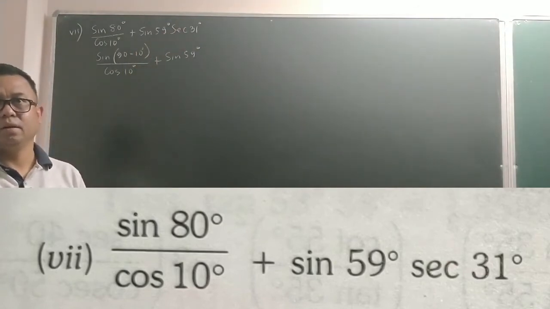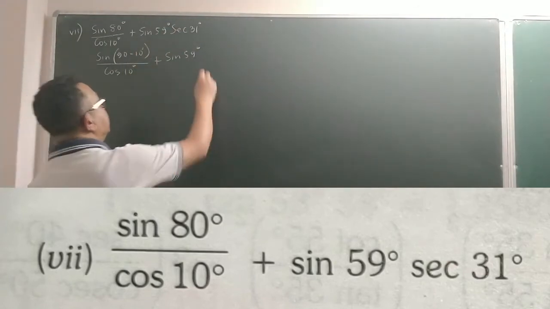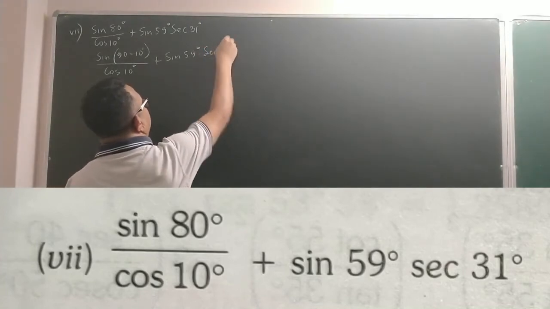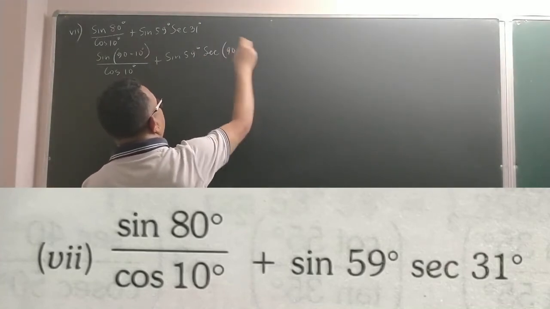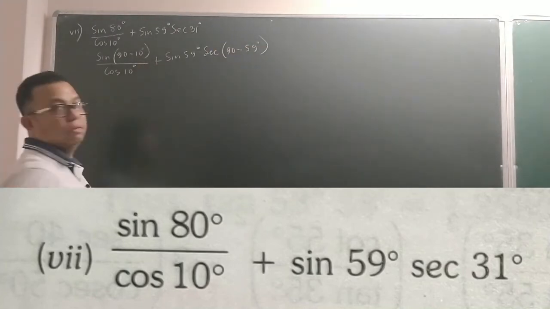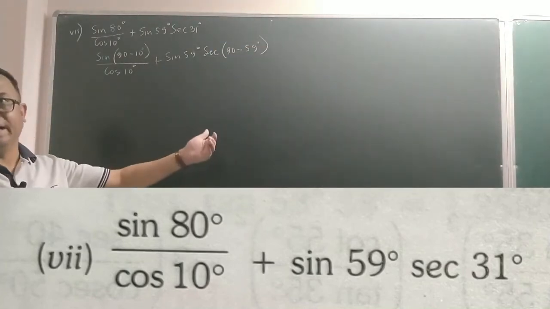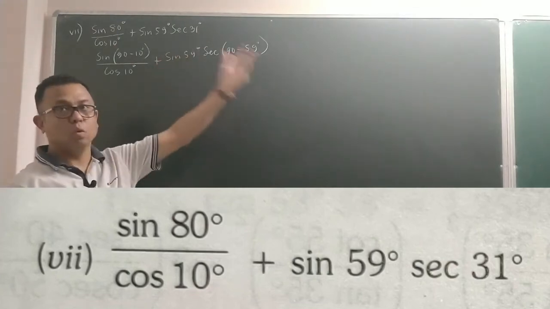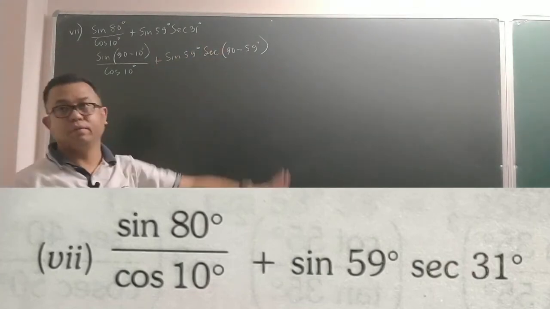Second one is sec, and you know sec changes to... 90 minus 31 is there. So 90 minus 59. 90 minus 59 is what? It is 31. So I'm getting it ready. Don't at first only change sec into cosec. First write that angle in the form of 90.